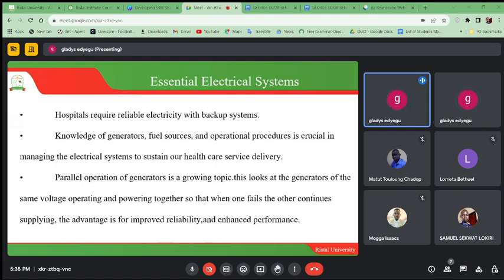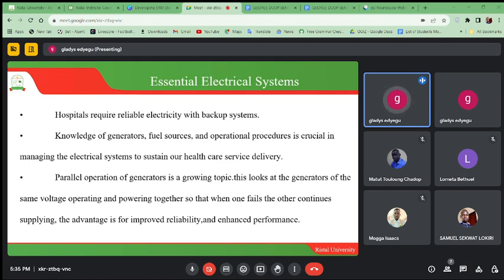There is some other thing about parallel operation of generators, which is a growing topic that people need to adopt if they are to address most of these issues. This is basically looking at two different generators running at the same time, so that when one breaks down, the other can continue running.